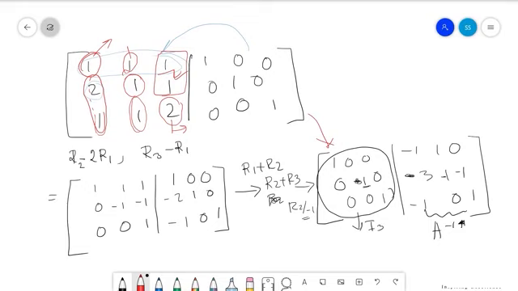And this is how one can easily determine the inverse of a matrix, and you can always check by using A inverse whether that gives you the identity or not.